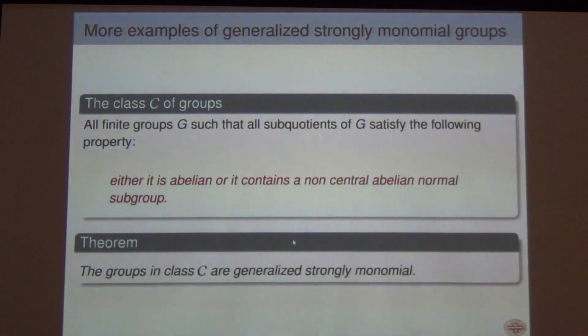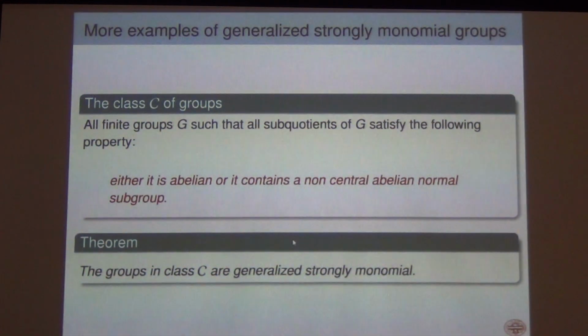So we also looked at this class of groups introduced by Huppert. This was a class of groups where he proved that such groups are monomial. What are these groups? He denoted it by the class C, so we also took the same notation. So a group is called in the class C if all subquotients of G have the property that it is either abelian, subquotient meaning if G is a group, H is a subgroup of G, K is a normal subgroup of H, then H mod K is called a subquotient of G. If all subquotients of G are either abelian or contain a non-central abelian normal subgroup, such groups were proved to be monomial, and so we proved that such groups are also generalized strongly monomial.